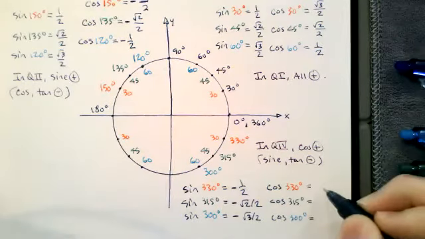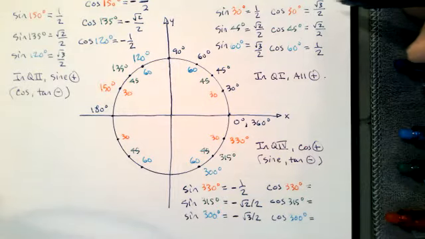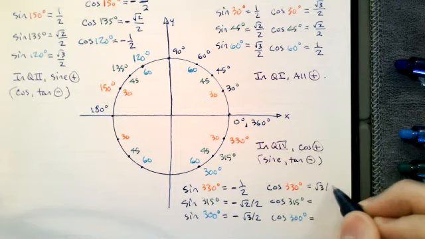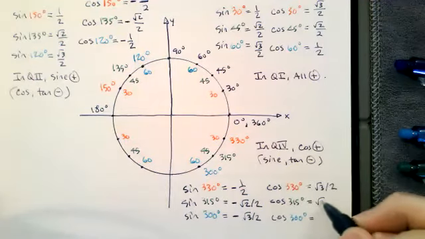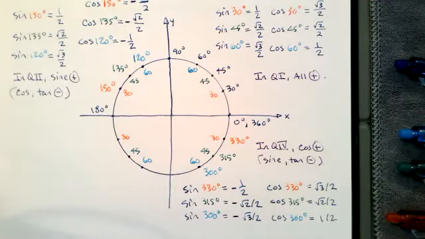I don't know. Cosine of 330 with its 30-degree reference angle, we get the value from cosine of 30, so it's root 3 over 2, and it's positive because we're in the fourth quadrant, and cosine is positive in the fourth quadrant. Cosine of 315 is root 2 over 2. Cosine of 300 will be a half because of the 60-degree reference angle.